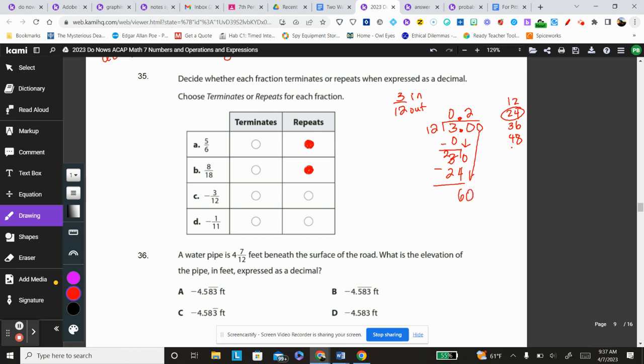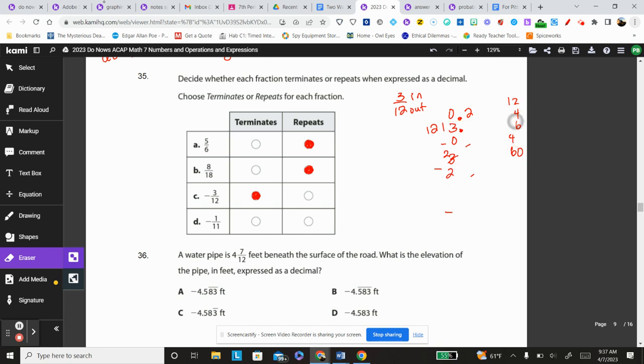So if I add 12, 12 times 5 is 60. That will be exactly what? 5. Now you get a remainder of 0. So is this terminating or repeating? Terminating. It stops. You get a remainder of 0. Okay. Are we good on that? We are? We can do this on the ACAP test by ourselves? Okay. Okay, one more, and that's 1/11.